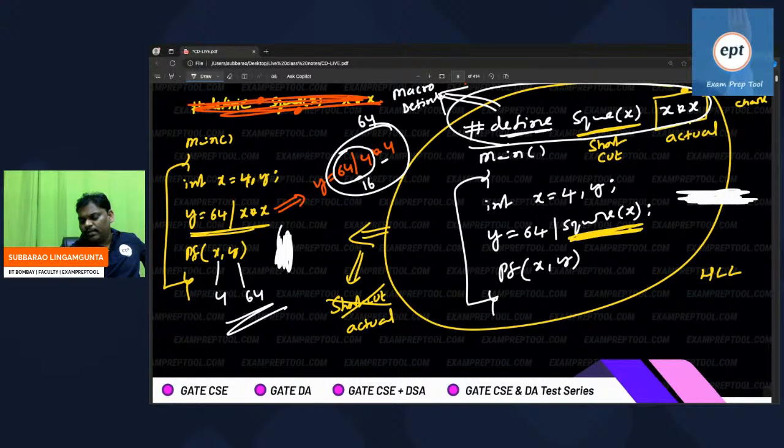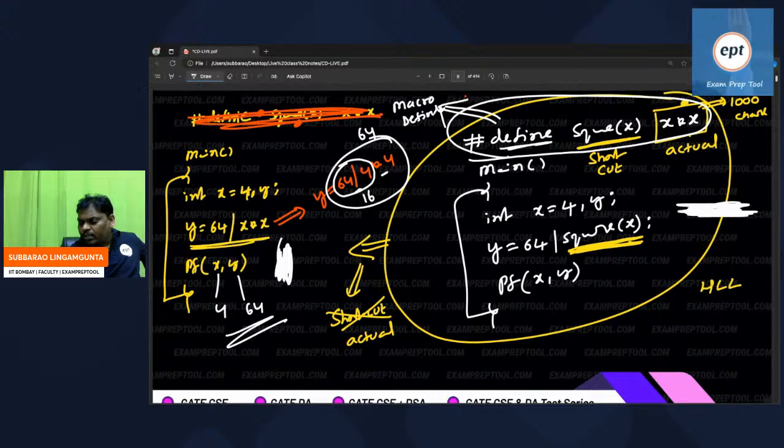Please try to understand. This is called macro definition. Macro definition is saying that the first one means the second one. This shortcut means this actual. Careful. It doesn't do any calculation. It will do only substitution. No calculations, nothing.